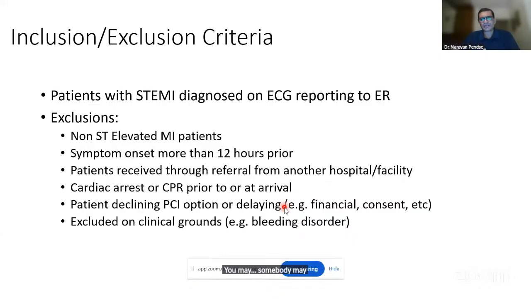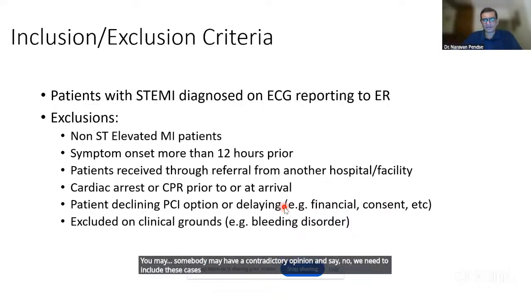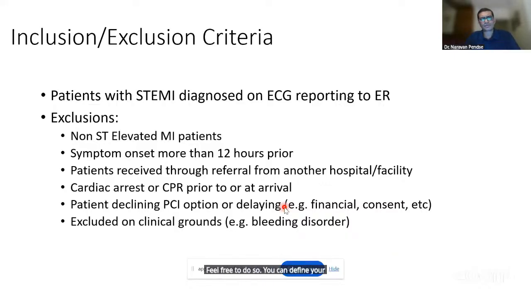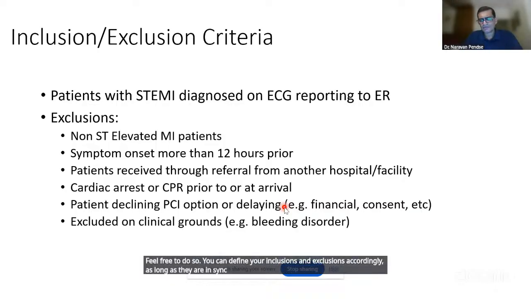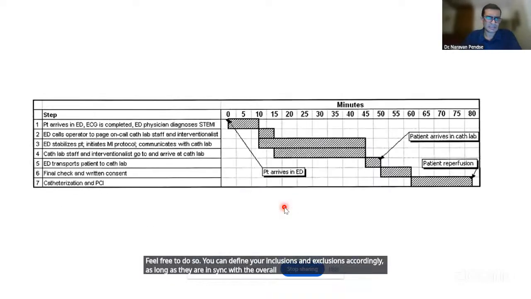Somebody may have a contradictory opinion and say, no, we need to include these cases also because it will help us keep account. Feel free to do so. You can define your inclusions and exclusions accordingly, as long as they are in sync with the overall evidence-based guidelines.